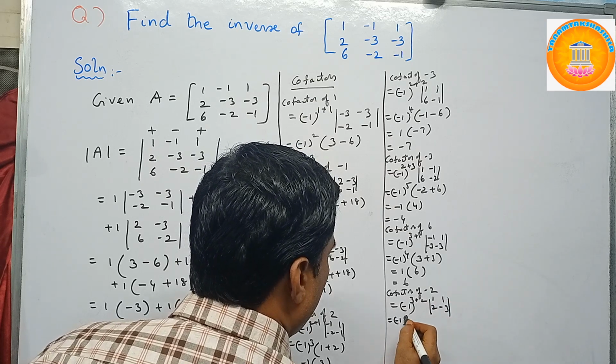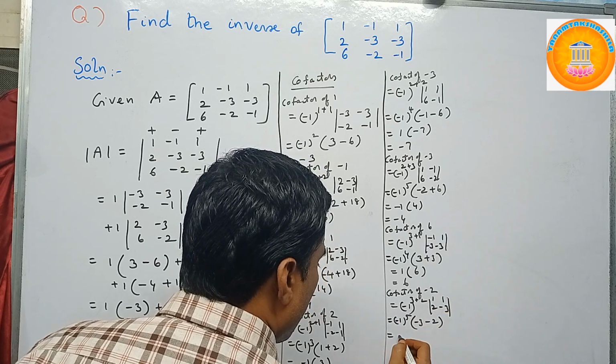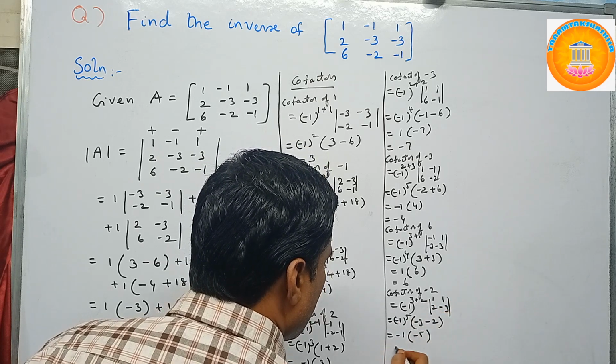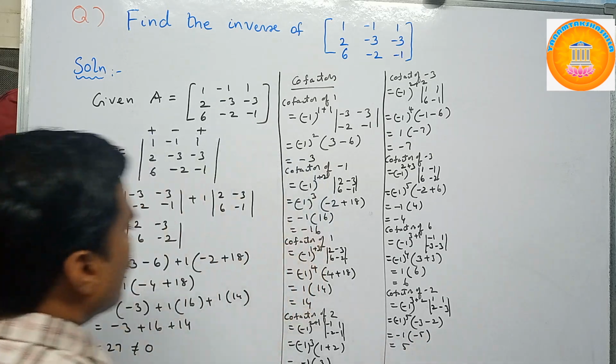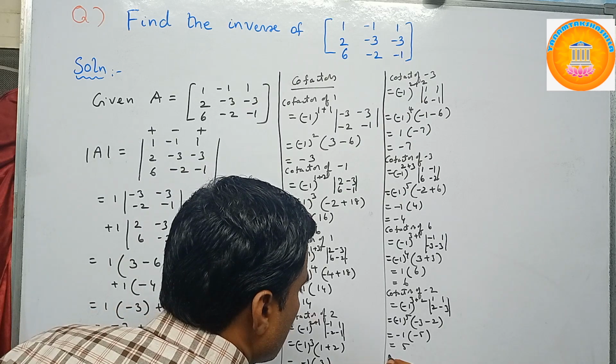Now minus 1 power 5. 1 into minus 3 is minus 3, minus 2. So you get minus 1 power 5 is minus 1, times minus 5, so you get plus 5. So cofactor of minus 2 is over. Then cofactor of minus 1.